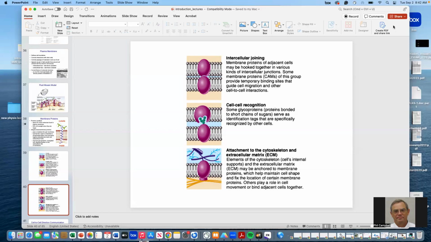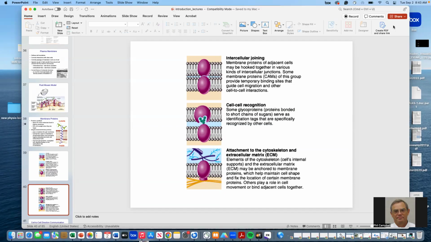Cell-to-cell recognition. Here's cell A, here's cell B. Like cells tend to self-associate. How do they self-associate? If it's a lipid bilayer, well, it's a lipid bilayer. There's nothing unique about it. But if you have different proteins on the surface that are designed to recognize each other, here's cell A, cell B, there's this common modality. They will then link up and join. So that is the next one: cell-to-cell recognition.